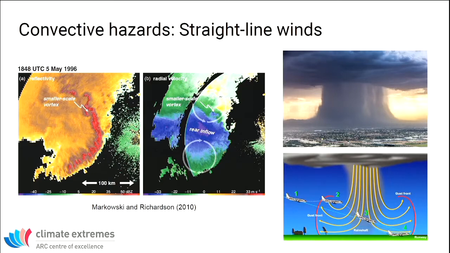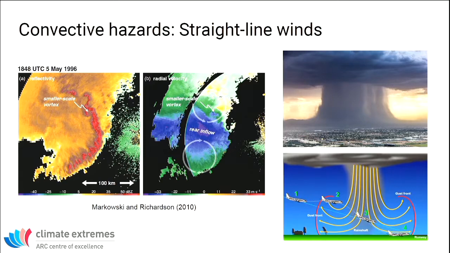Warning for these events is a real concern for airports where planes are coming into land like this. The other type of straight line winds are these ones associated with squall lines and bow echoes, and there are, as I said before, two effects going on here. One is this downdraft effect where you get surging air. Many of us would be familiar with that with some of the convective lines that come through Melbourne, particularly in the summer. And then you also get this effect of the rear inflow jet.